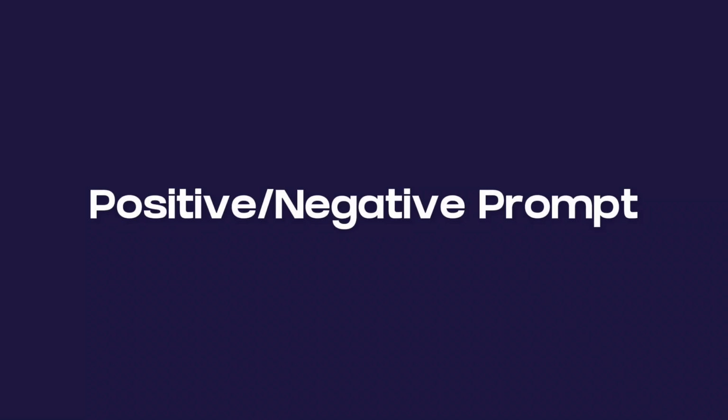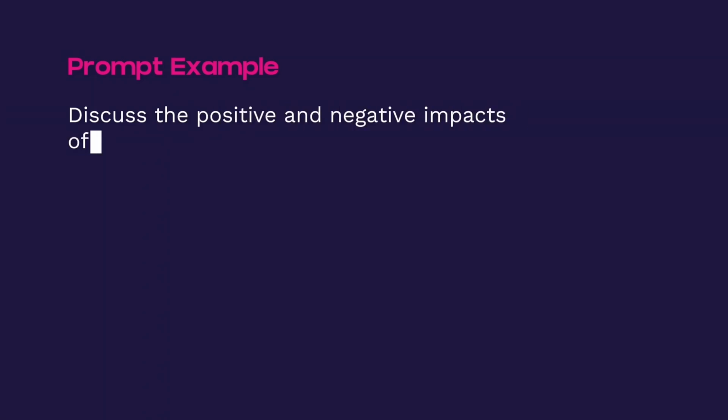Then there is the positive negative prompt. And this is essentially just weighing out the pros and cons of a given issue. And it's useful for balanced analysis or decision making. So an example prompt here could be something like, discuss the positive and negative impacts of social media on teenagers. And then it will really just focus on the positives and negatives, nothing else.